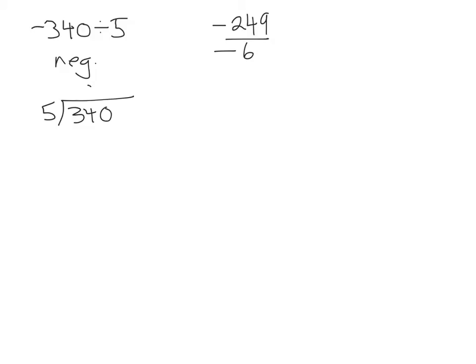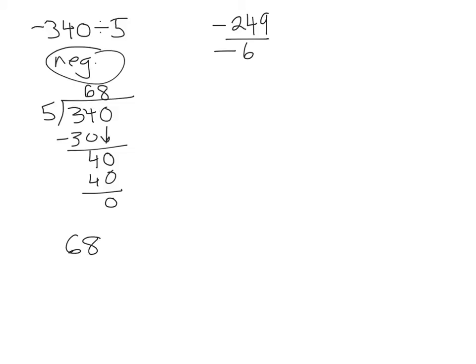It goes in 6 times, and I know that 6 times 5 is 30. Now I subtract here, 34 minus 30 gives me 4. I bring down this 0, and I have 40. So now I look at 5 and see how many times this goes into 40. 5 goes into 40 8 times. 8 times 5 is 40. 40 minus 40 is 0. And that's all we have left to do. Our answer is 68, and I got to check my sign. I said it was going to be negative, so I got to make it negative.